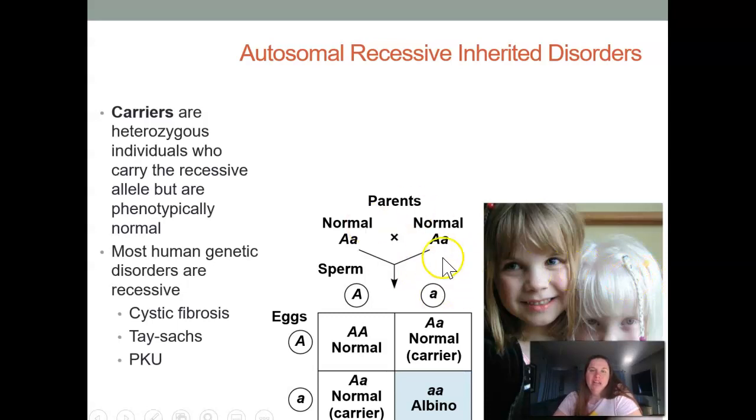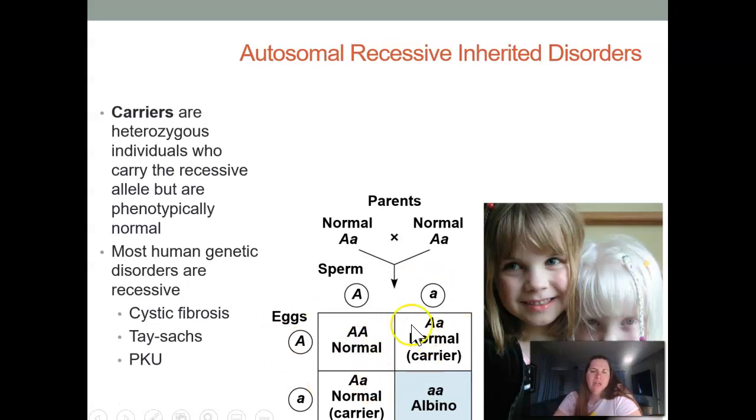So let's look at what happens if we have two parents that are normal in phenotype. In other words, they have normal pigmentation. However, they're both carriers for the trait. Notice that they're both heterozygous for albinism. So if these two parents were to have children, they have a 1 in 4, a 25% chance of having a child with albinism, or an albino child. They have a 25% chance of having a homozygous dominant normal child, and they have a 2 in 4, 50% chance of having a child that's a carrier for albinism.